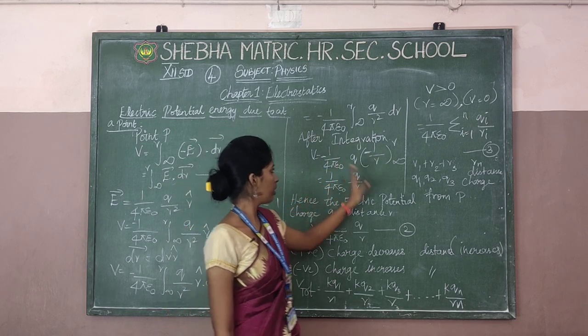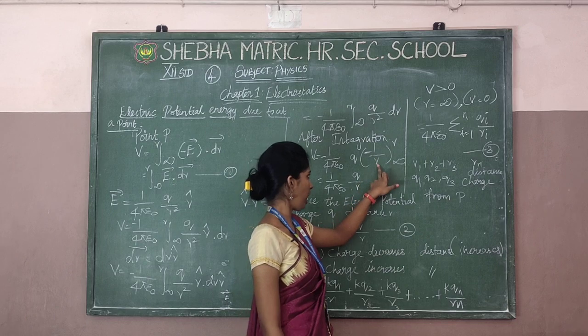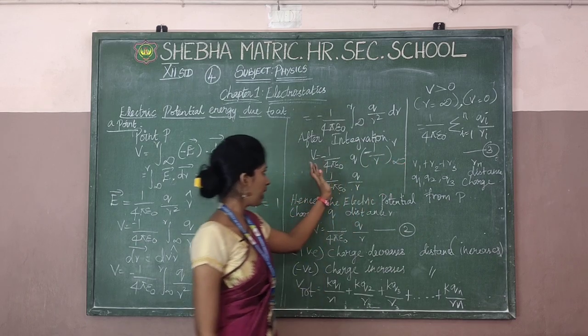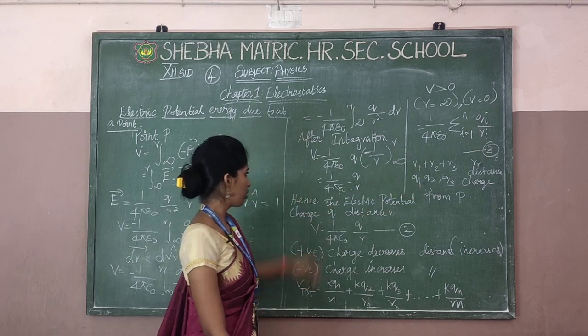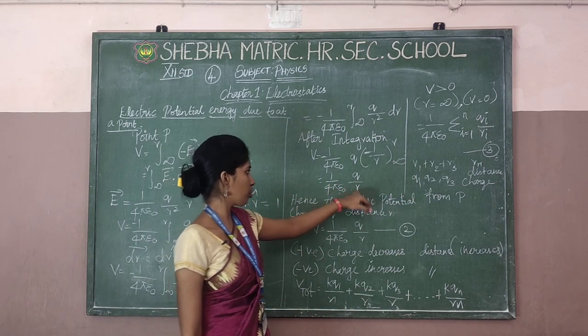Q will be sent out. So minus 1 by r. It's an integral, so we substitute, substituting the limits r and infinity. So V is equal to 1 by 4 pi epsilon naught q by r.